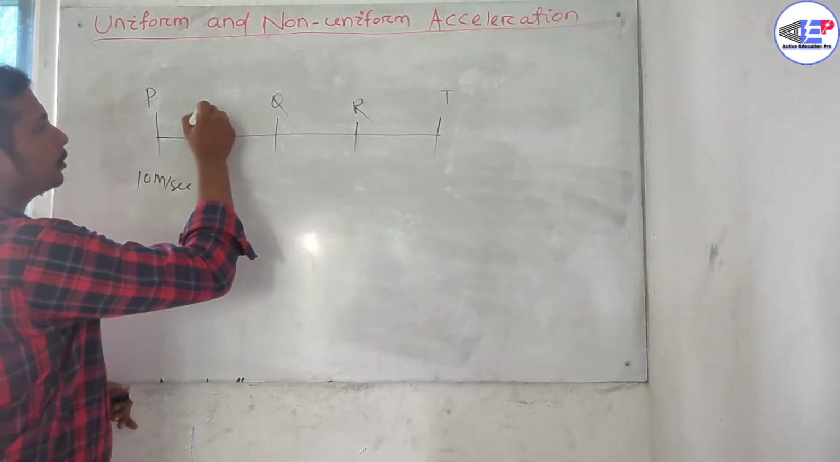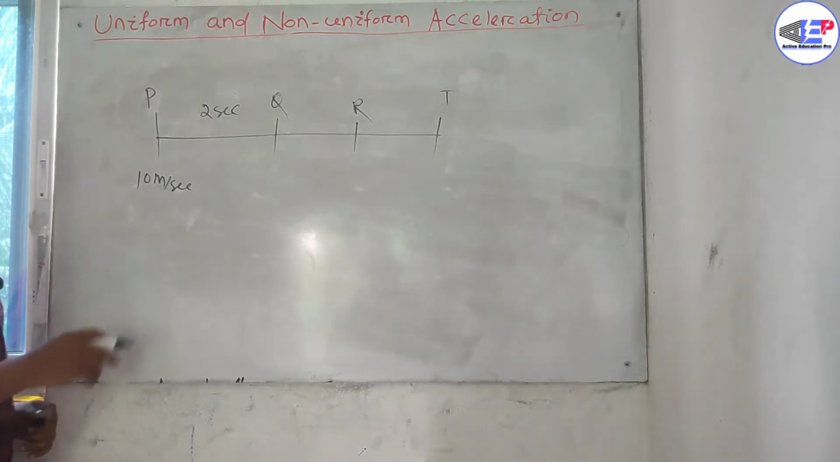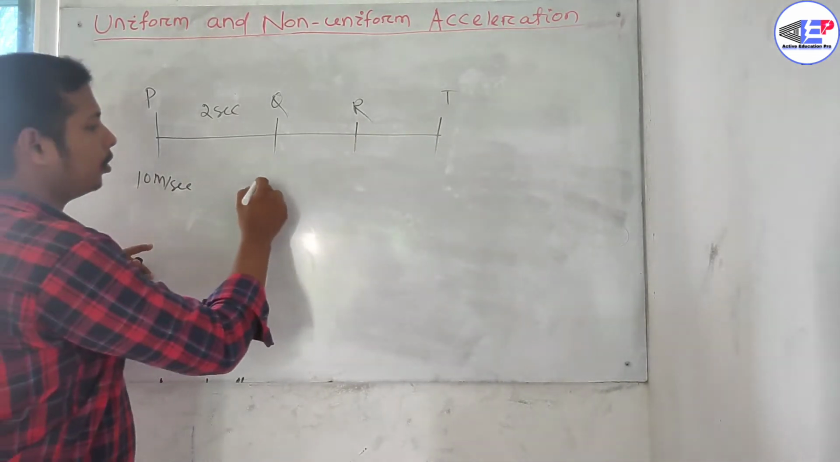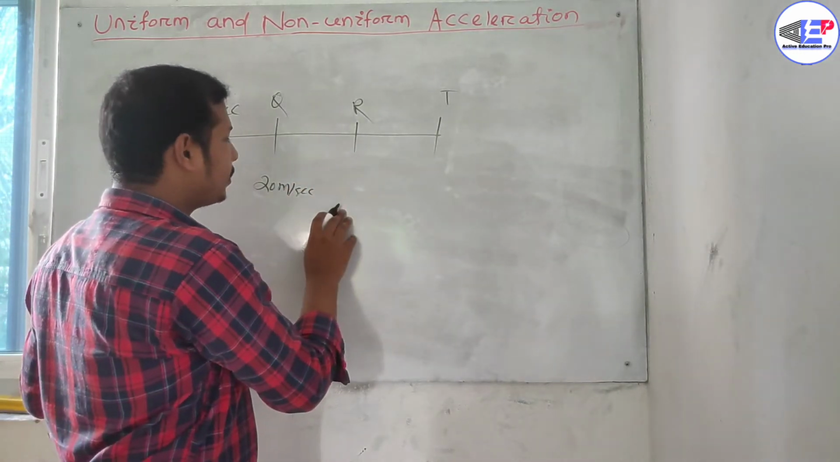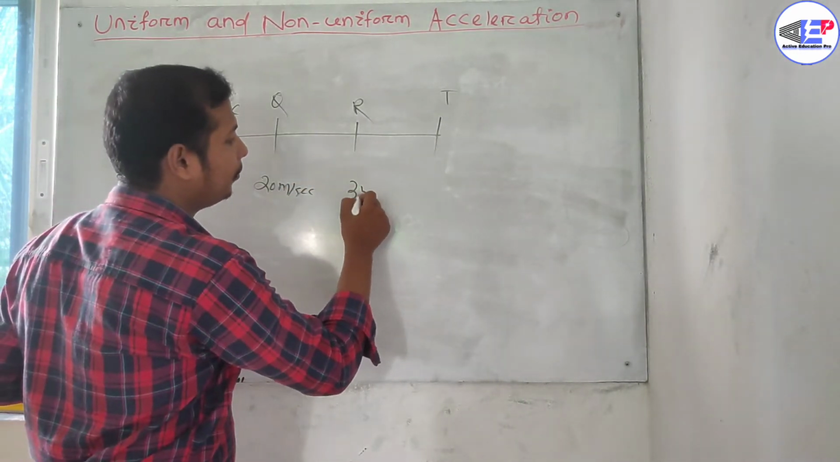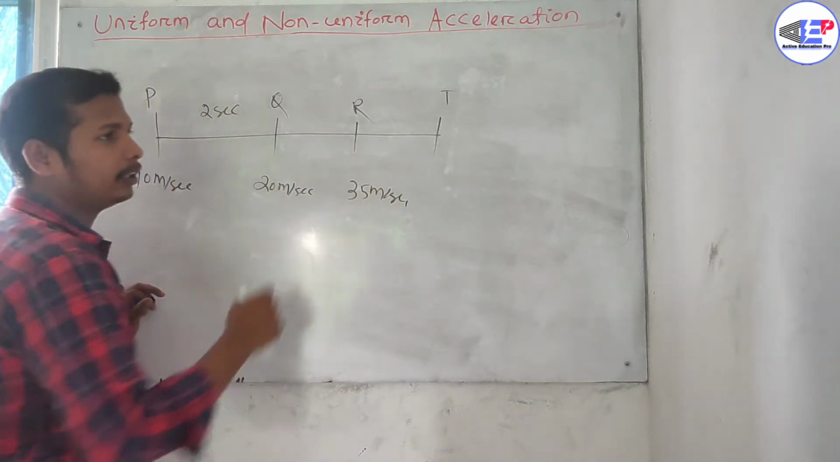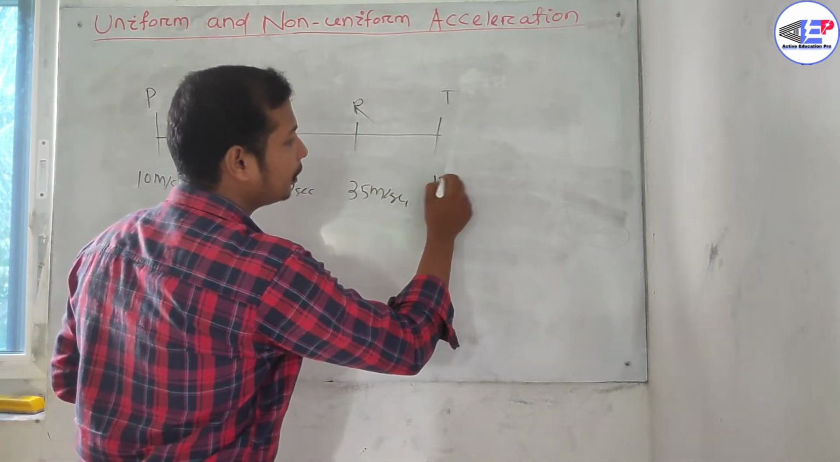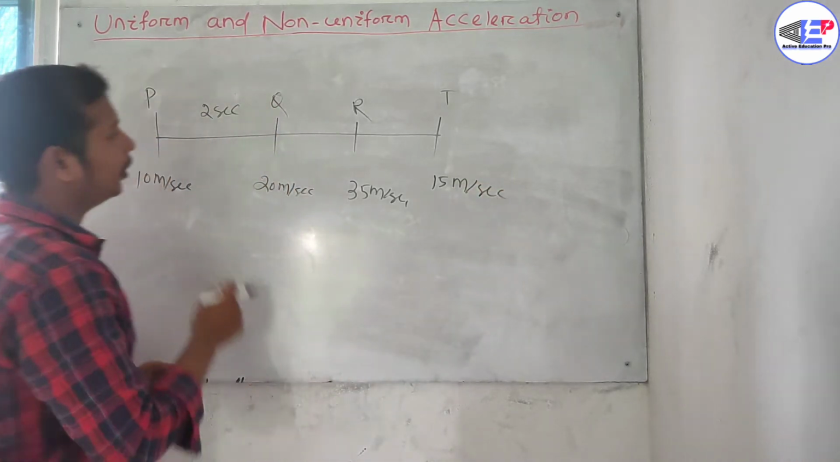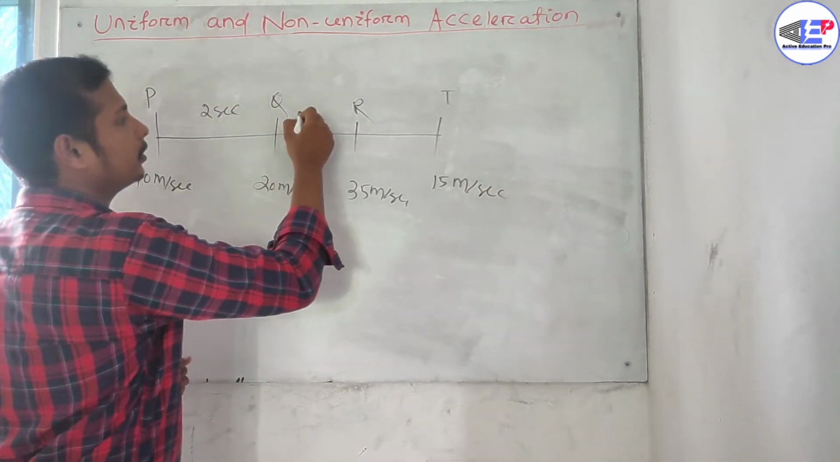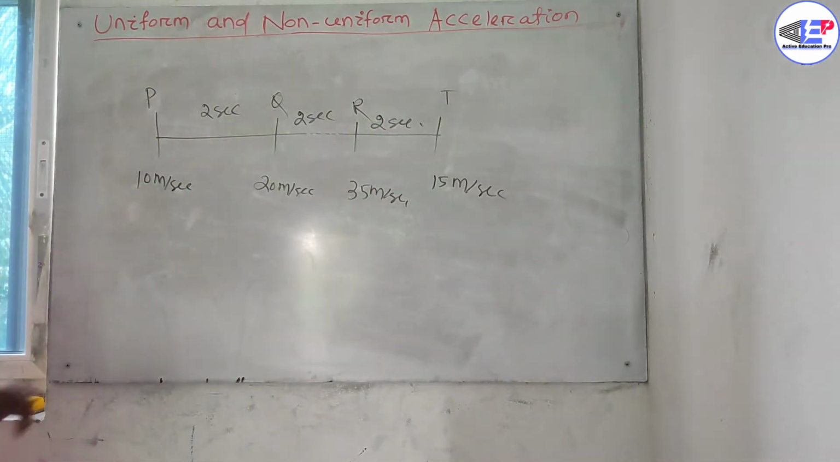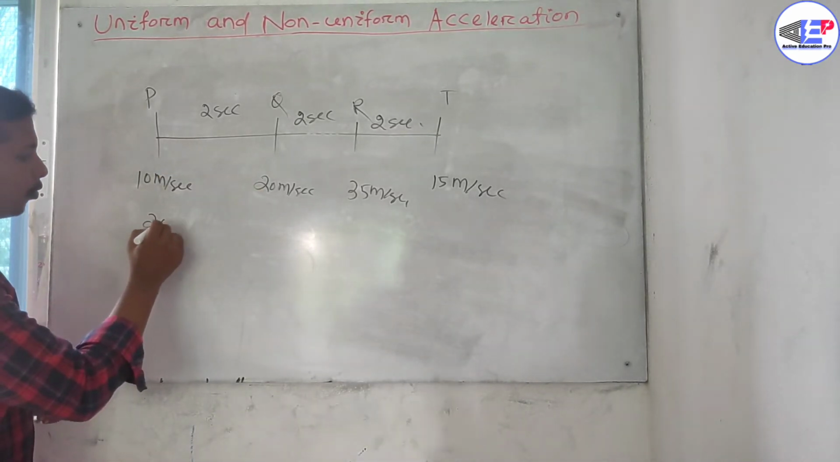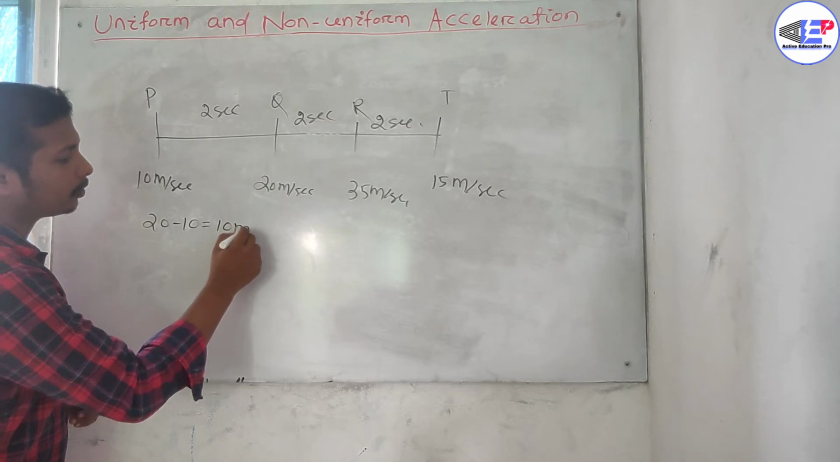It takes 2 seconds for changing its velocity from 10 to 20 meter per second. Let at point R, its velocity be 35 meter per second, and at point T, let its velocity be 15 meter per second. Here it takes equal amounts of time, that is 2 seconds in every segment, to change its velocity. In section PQ, its change in velocity is 20 minus 10, which is 10 meter per second.